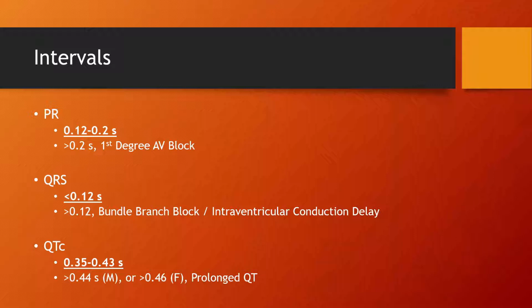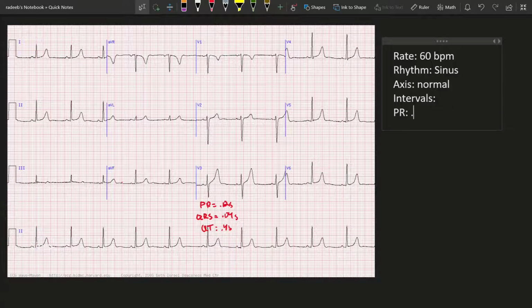Remember, intervals are super important. You'll be able to identify heart blocks, prolonged QT, left bundles, right bundles, those sorts of things. So I'm just going to put them here. Our PR is 0.12 seconds. QRS complex is normal, 0.04 seconds. QT interval is also normal at 0.4 seconds there.